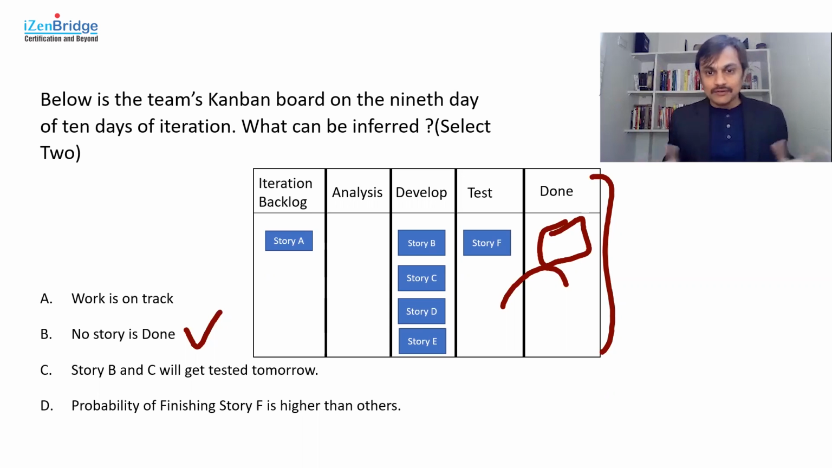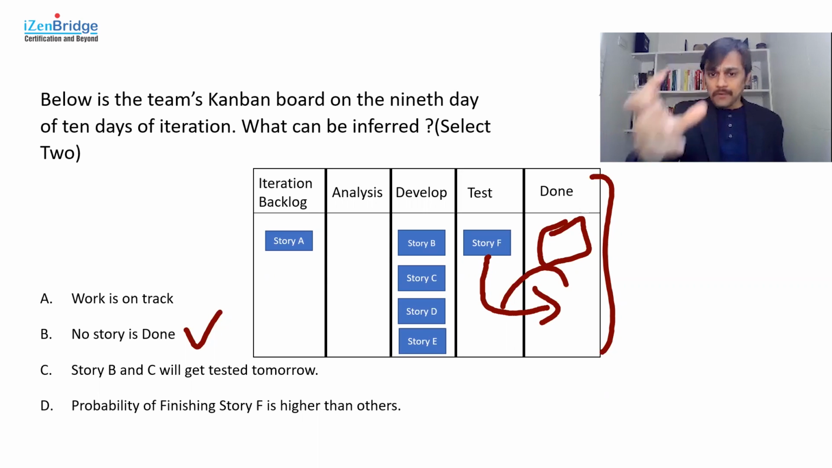Story B and C will get tested tomorrow. How do I know? From this board, I can't. It might be true, but it's difficult to say from this board. Probability of finishing story F is higher than others. It's clearly coming because story F has already reached here. It may require some more information before I can really say, but the board is not showing any blocking or anything happening at story F.